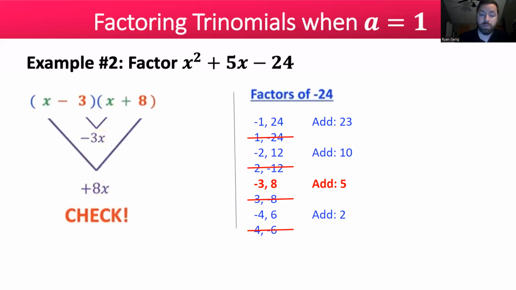Then we could see that the two last terms had to multiply to give us our last term and had to add to give us our middle term. And so when we found those two that met those criteria, we had our answer.